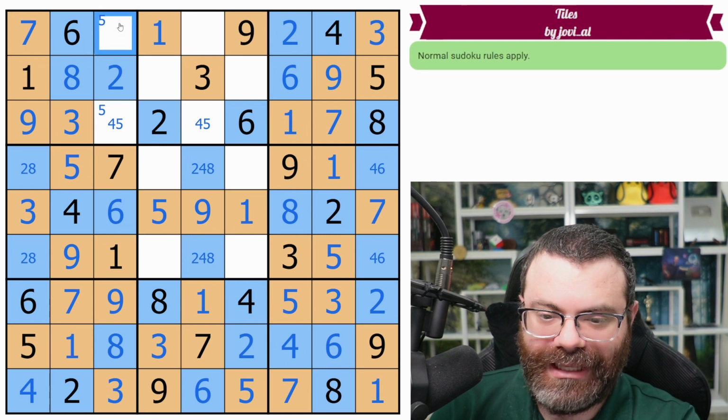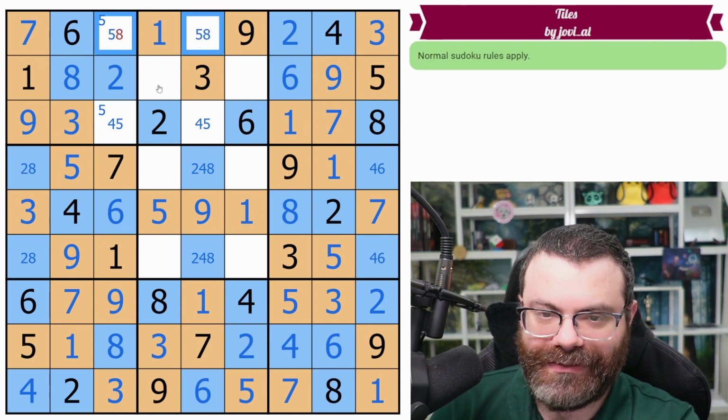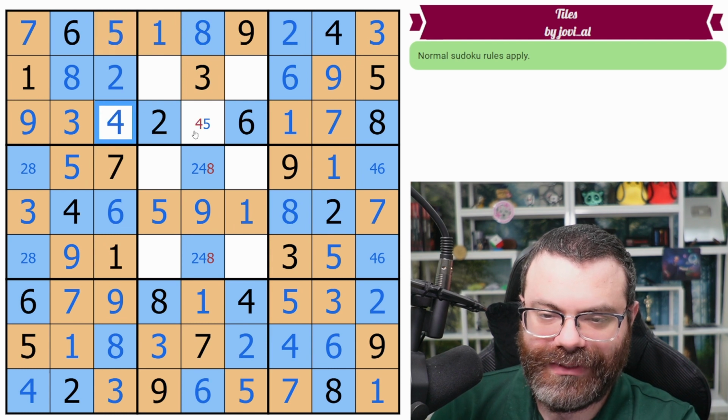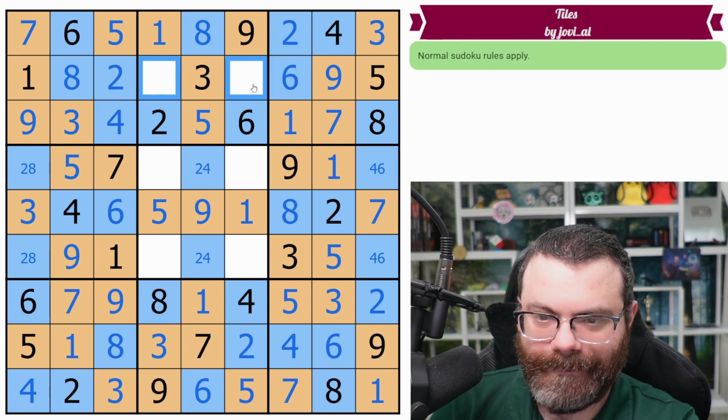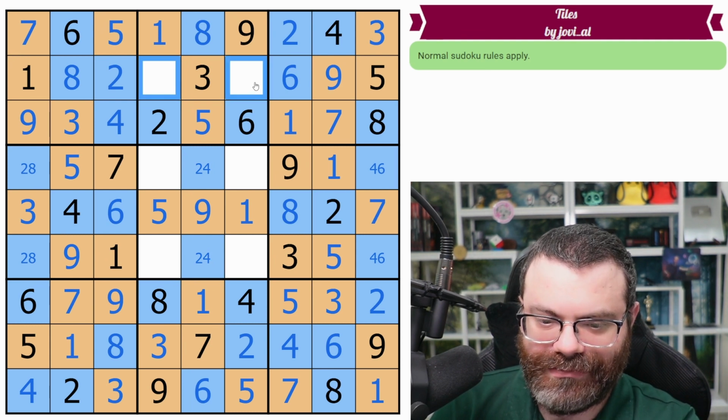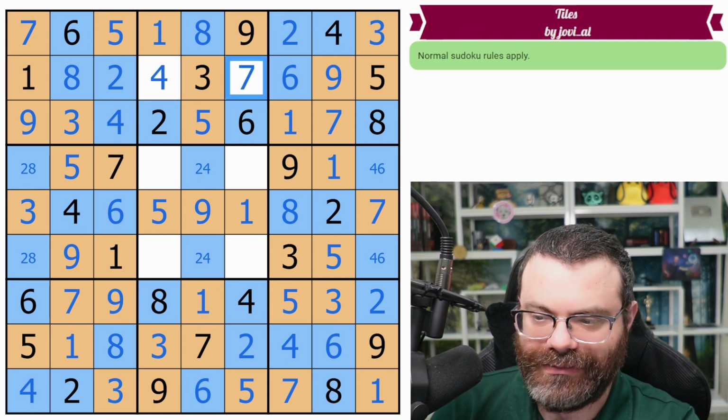I need an 8 in this row, and I need a 5 in this row. 5, 8. Okay, this can't be the 8. Sorry, I missed that. So that's orange, that's blue. This is 8 and 5. You get the 4 and the 5. That's blue, that's orange. These aren't 8. I need a 7, and I need a 4. Okay, so that's 7, that's 4.